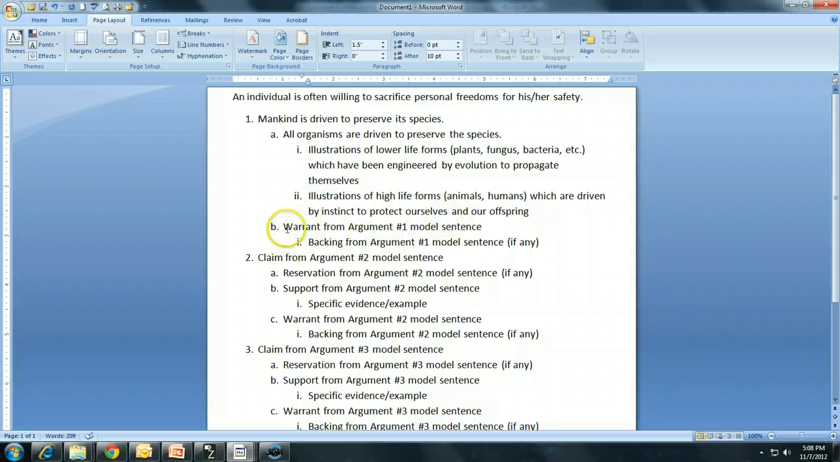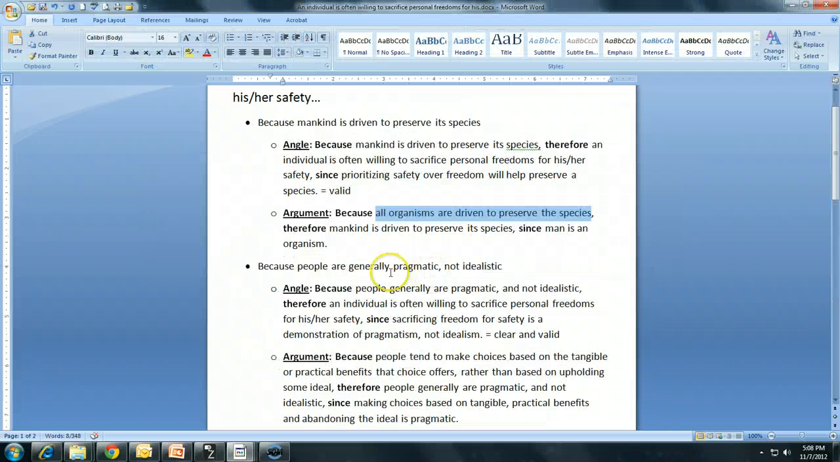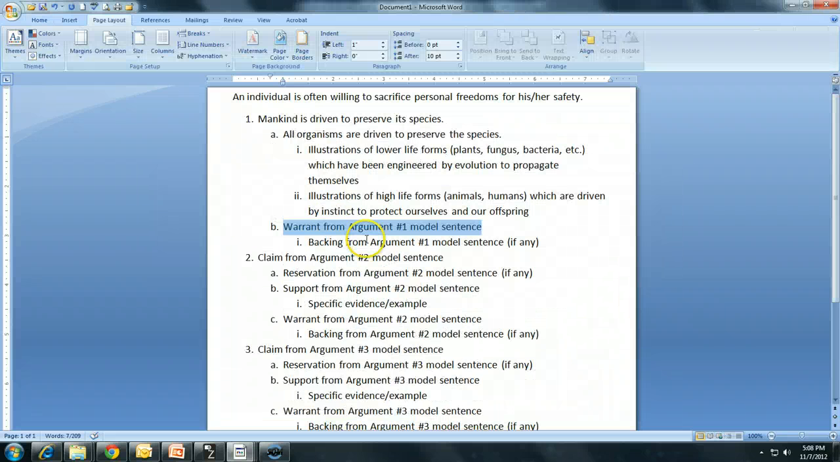One of the last things we need to add is our warrant from argument number 1. Here we go. Man is an organism.